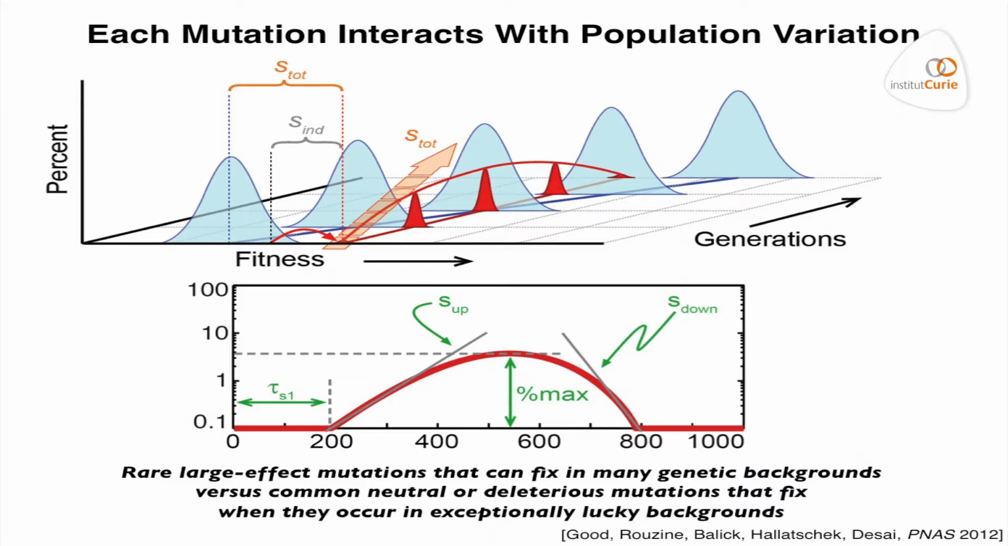On the other hand, there are presumably lots and lots of neutral or even deleterious mutations, but they can only land way out here in front if they happen to occur in exceptionally lucky genetic backgrounds, okay? So it's this tension between how rare are the rare mutations versus the common mutations, versus how lucky are these backgrounds, how rare are these lucky backgrounds compared to these backgrounds, that determines the balance between these mutations fixing versus these mutations fixing.